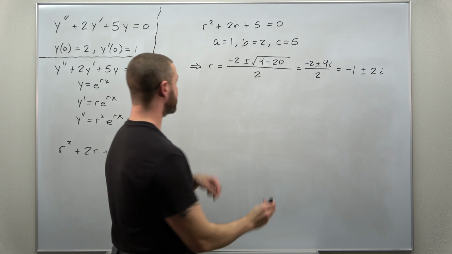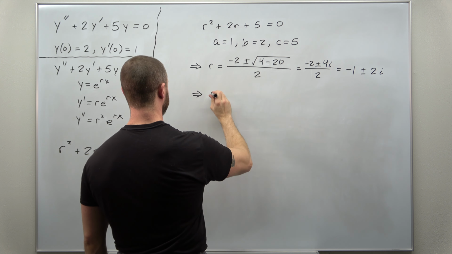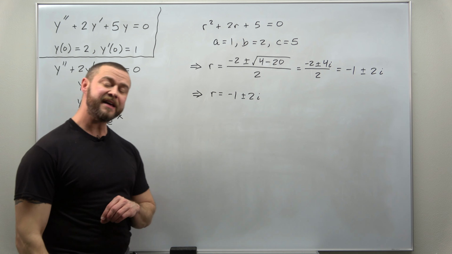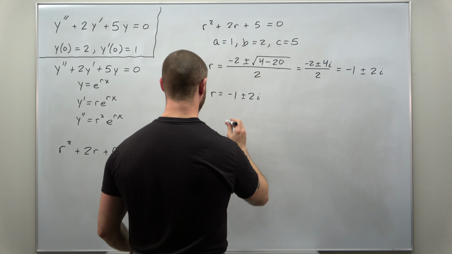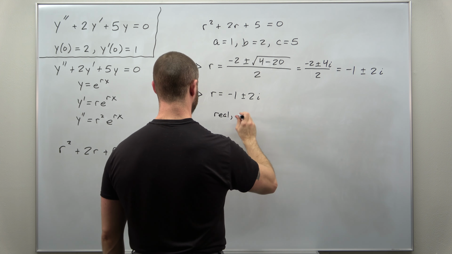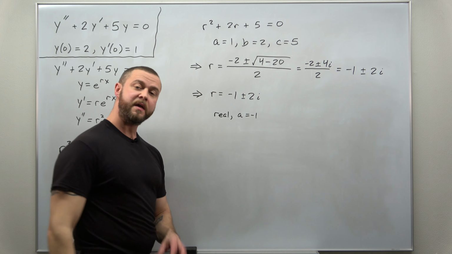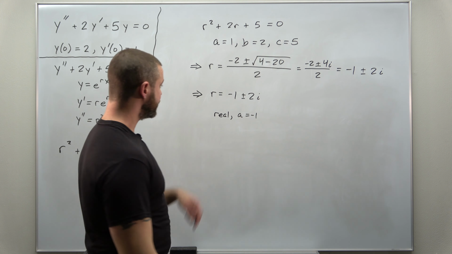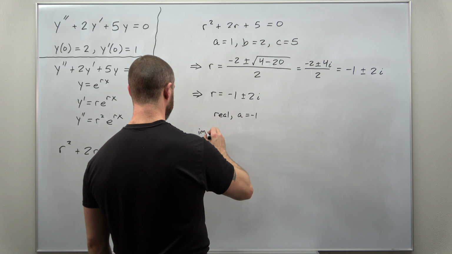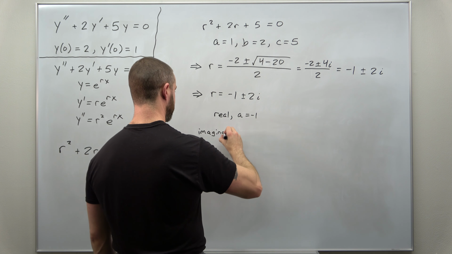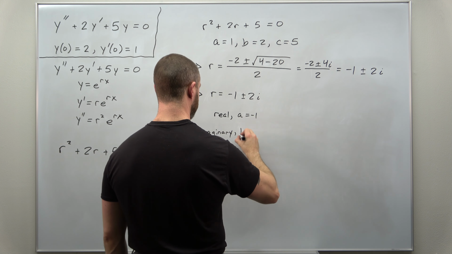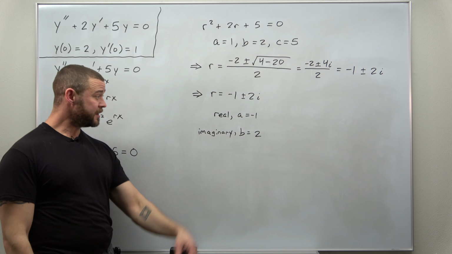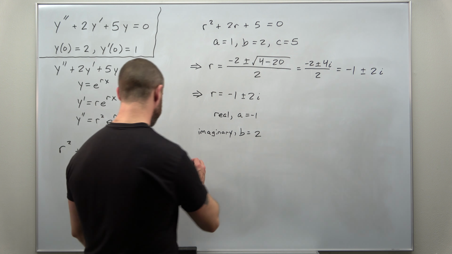All right, from here, these are our values for r. So we get negative 1 plus or minus 2i. And we want to identify the real part and the imaginary part. And this is for our general form of the solution in the complex solution case. So we have the real part as negative 1 and the imaginary part as 2. We just plug in a as negative 1 and b as 2.